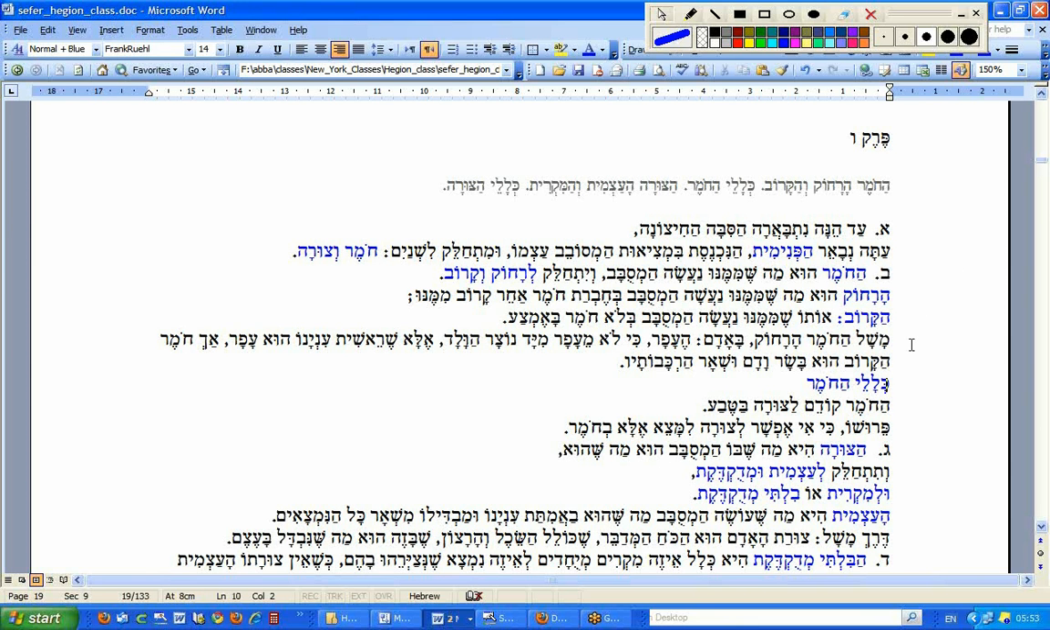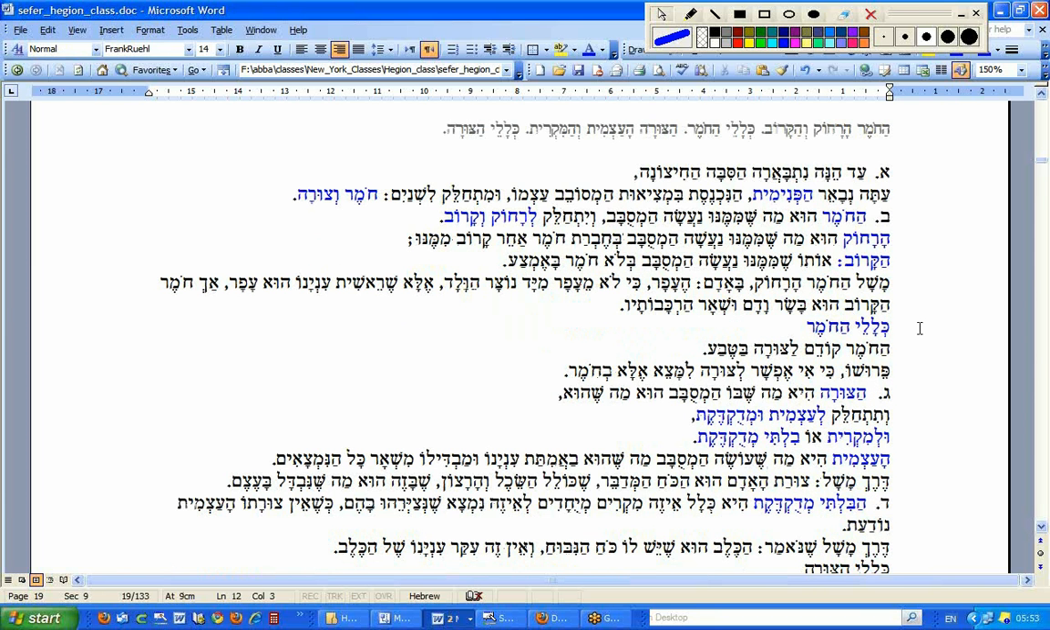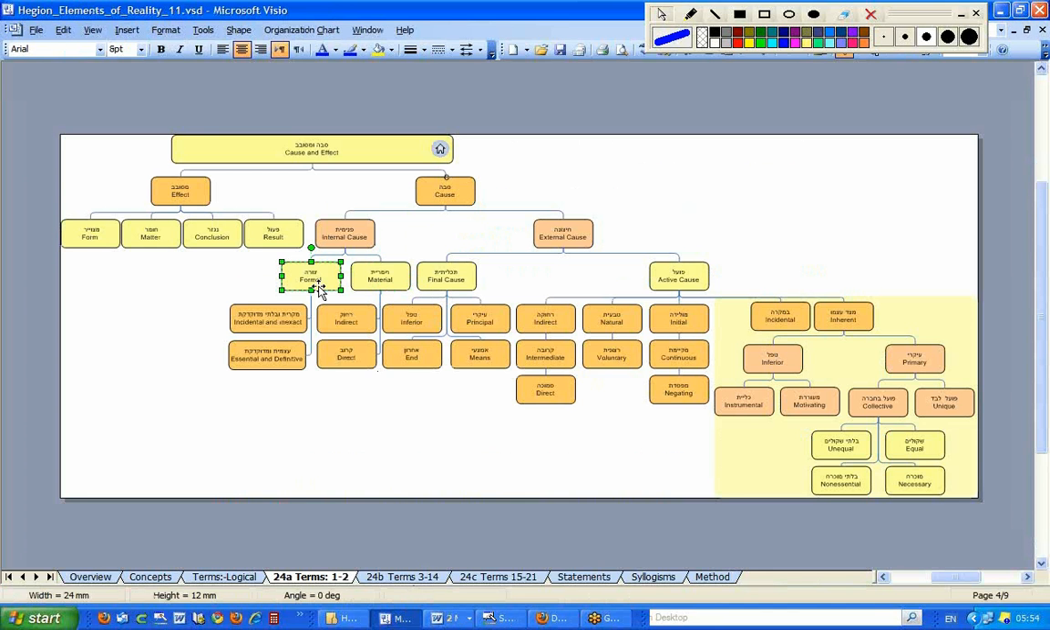Here's some rules of chomer. Hachomer kodem latzura b'teva. The chomer always precedes the form. The material precedes the form in nature. What does that mean? Perisho, ki efshar latzura lehimatzei ela bechomer. You can't create a form without having material first. First you have to have clay, and then you can make a vessel. So the material is always before the specific form. Okay, that was our little section on chomer. Now we're going to move to tzura, the form. So we have the material and the form.